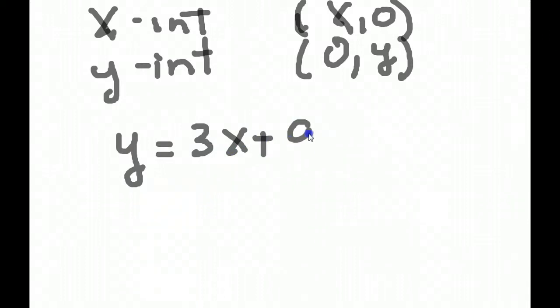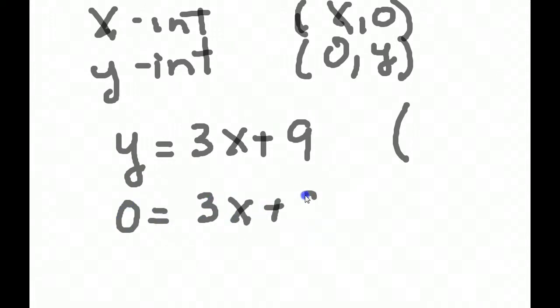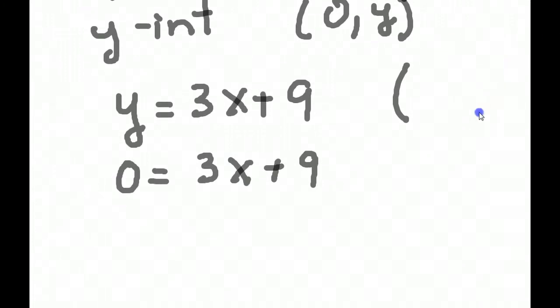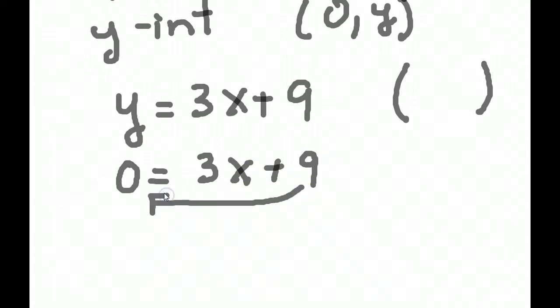3x plus 9. So for our x-intercept, we want our ordered pair to be some number for x and a 0 for y. So we want to solve for x. So the 0 goes into the y. Then we get 0 equals 3x plus 9. We want to whittle this down and get our x by itself. So we have 0 equals 3x plus 9. So we want to move that 9 to the left, and when we do, it becomes a negative.